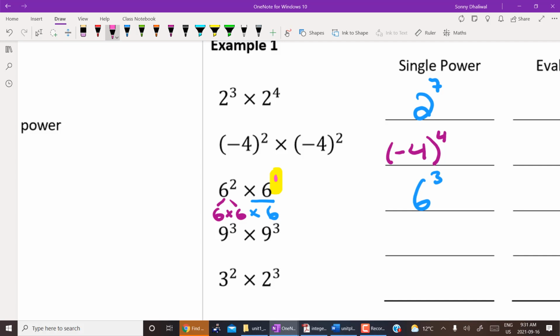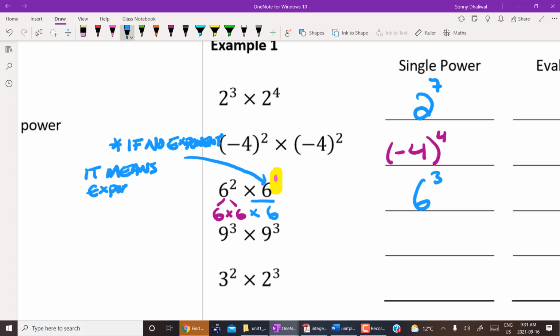So maybe make a little note if you need to help remind yourself. If there's no exponent, it means the exponent is 1, or whatever you want to help that stick in your brain. Because a 0 is a special exponent, and we'll talk about that in your next class or in a following class coming up here.